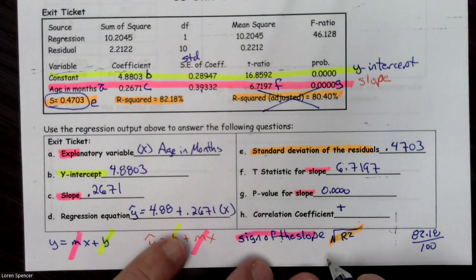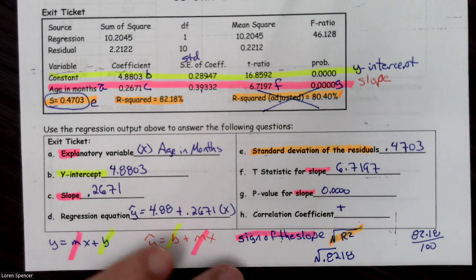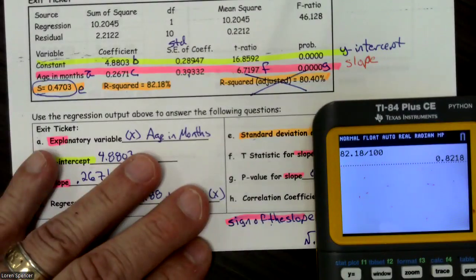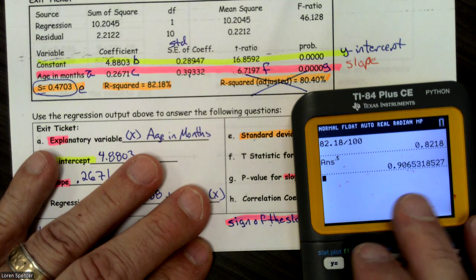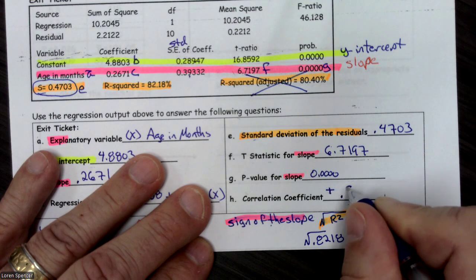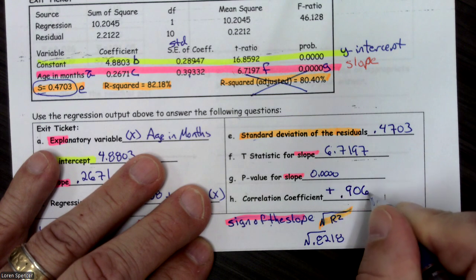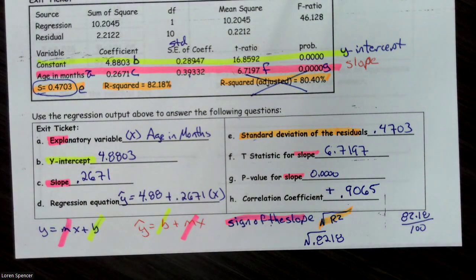So I need to take the square root of 0.8218. Now, you can use the square root button. I like to just raise it to the half power, so raise it to the 0.5, and I get 0.9065. So my correlation coefficient is a positive 0.9065.